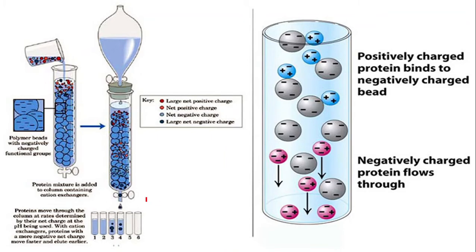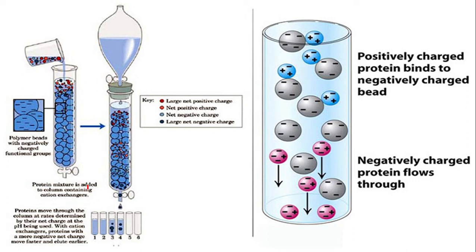The same thing is given here in the form of a diagram. Here this is a column. This column may even be a burette. It is packed with polymer beads with negatively charged functional groups. These large surfaces, large circles, are the coating material, the stationary phase. In this example, they are negatively charged. The mixture of analytes is being added here.